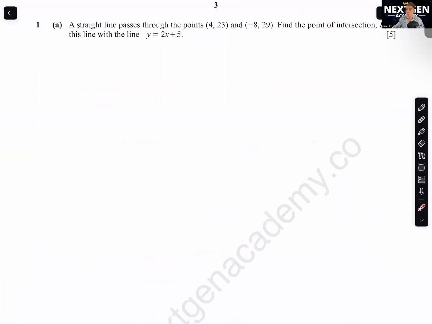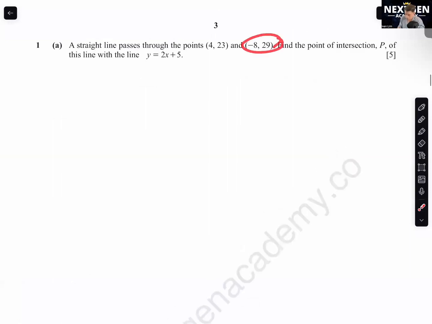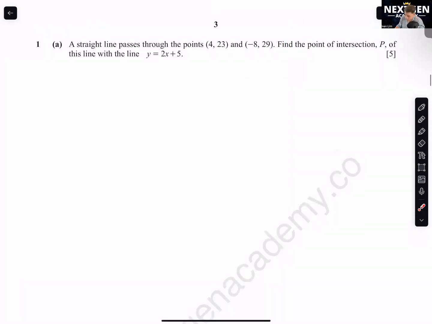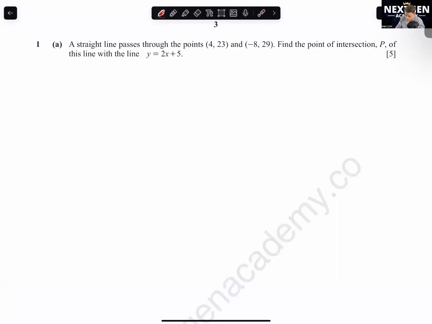Okay, question 1A. A straight line passes through the points (4, 23) and (-8, 29). Find the point of intersection P of this line with the line y equals 2x plus 5. Okay, so this I think is a pretty easy question. You need to first find the straight line that passes through these 2 points. This is equation number 1. Then equation number 2 is the equation that they give you here, y equals 2x plus 5.